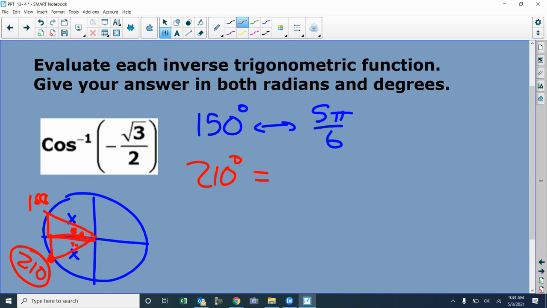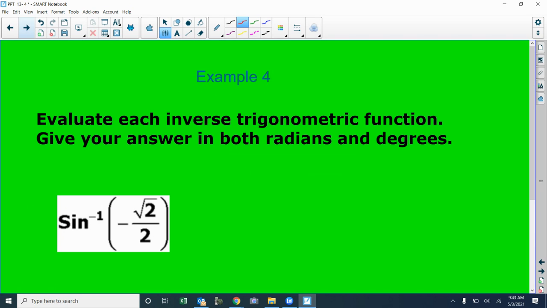210 radian measurement. Anyone? 7 pi over 6. Woohoo! Now this is fun, isn't it? Find them, find them, find them.